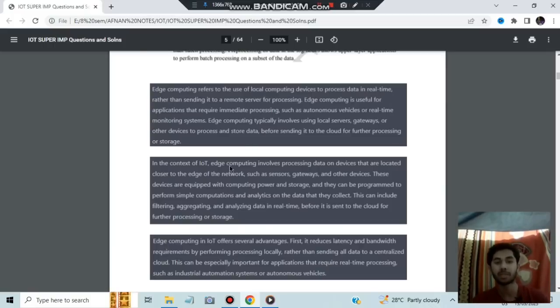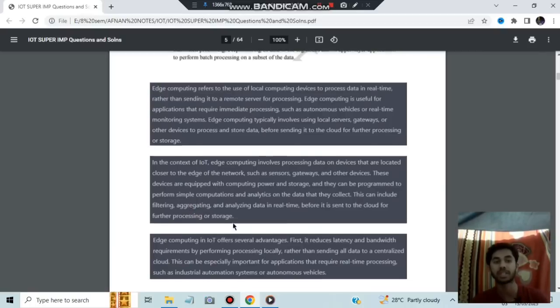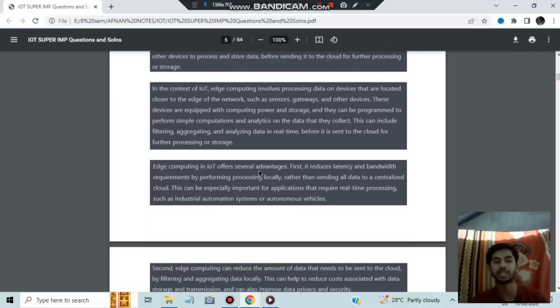In the context of edge computing, there are various things happening, like the performing of simple calculations or analytics in real time, or aggregating for storage. And edge computing has several advantages, you can go through it.